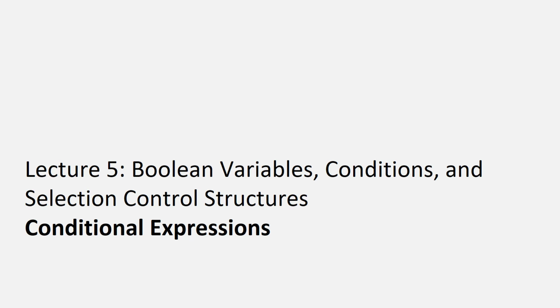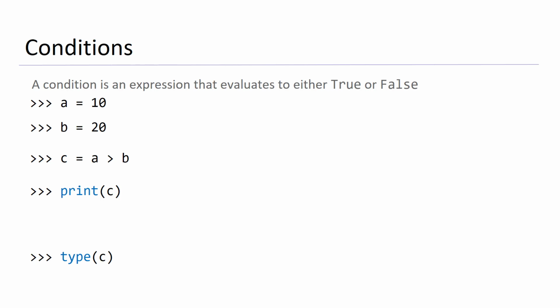The key denominator between selection control structures and repetitions is decisions. To code decisions in Python, you need to write conditions or conditional expressions. In this video, we will see how to write and evaluate conditions in Python. In Python, a condition is an expression that evaluates to either true or false. And these are the values of the Boolean data type.